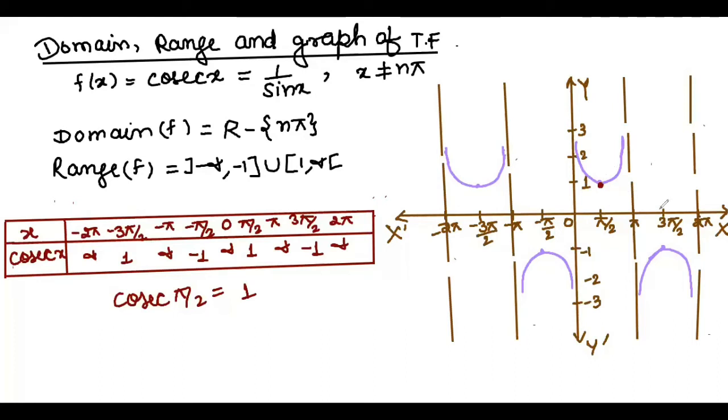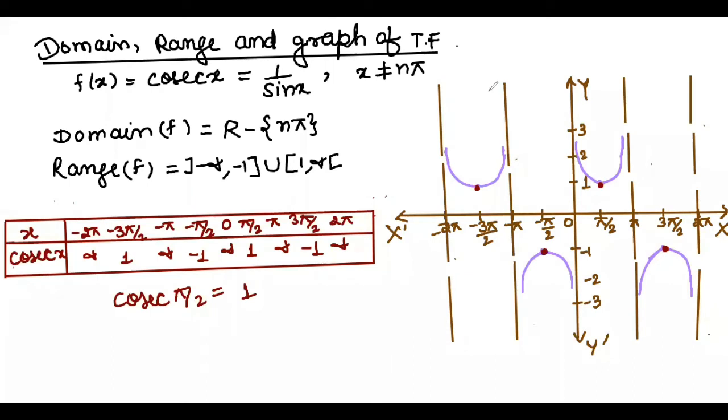So the graph will be like that in increasing mode. Then at 3 pi by 2, cosec 3 pi by 2 is -1, and after that cosec 2 pi is infinity again. Similarly, cosec of -3 pi by 2 is +1, and cosec of minus pi by 2 is -1. So this is the graph of cosec x.